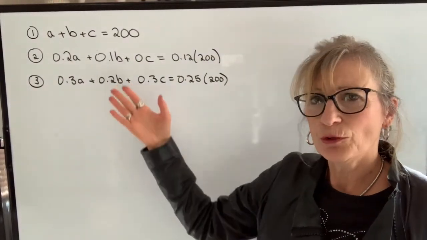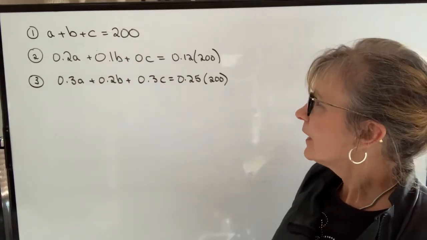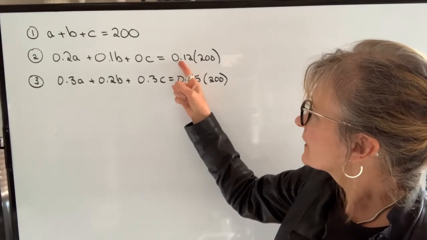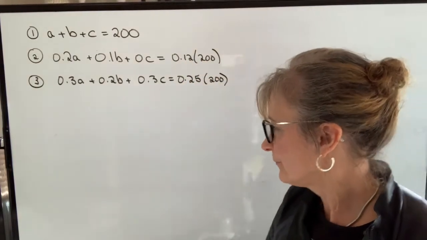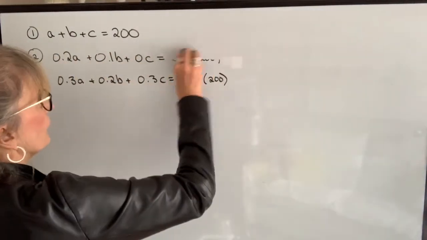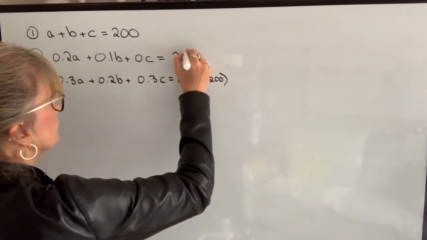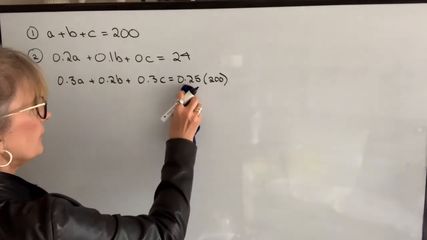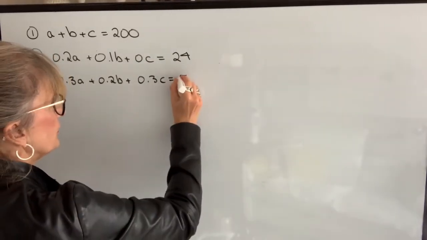Okay, I rewrote the equations and got rid of the diagrams just because of a lack of space. I also want to express this as a number. So if I took 12% of 200, that would be equal to 24. And if I took 25% of 200, that would equal 50.